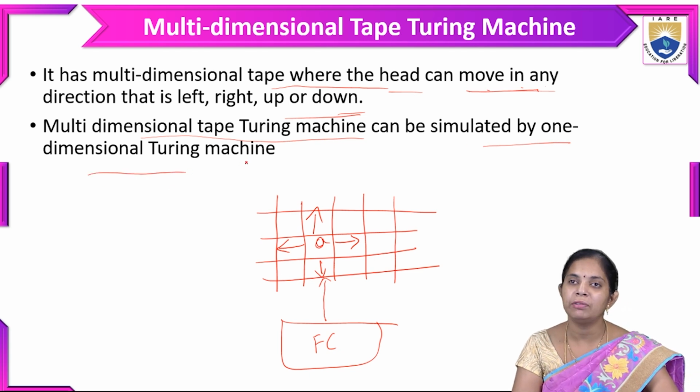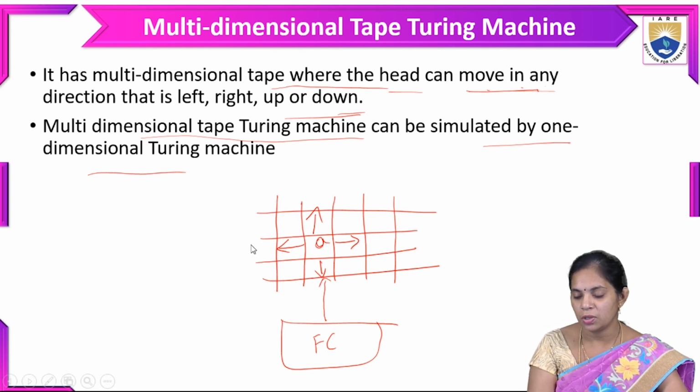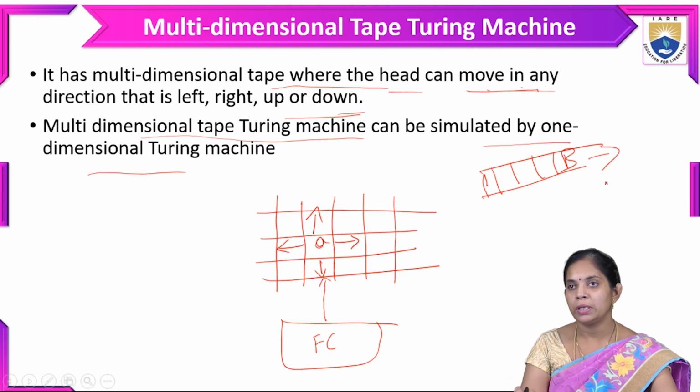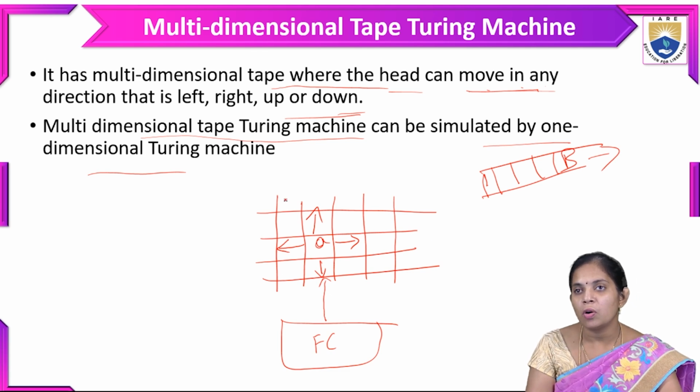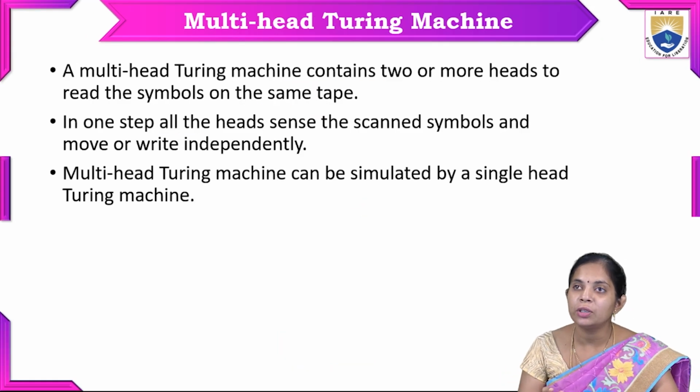So both are equivalent. Simulated by the one-dimensional Turing machine, that is nothing but only right-hand side or left-hand side, it is having infinite length. So one dimensional. So it is equivalent to the one-dimensional. So both multi-dimensional and one-dimensional have the same power. And next one, multi-head Turing machine.